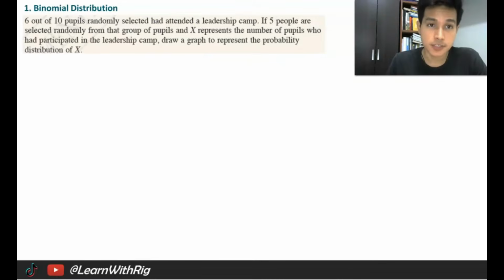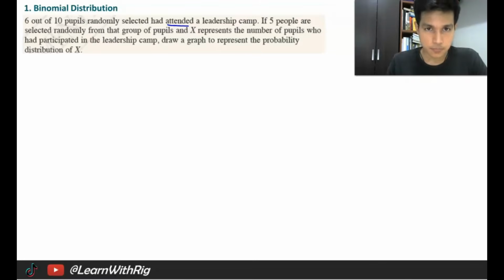Now let's look at the first example. 6 out of 10 pupils randomly selected had attended a leadership camp. If 5 people are selected randomly from that group of pupils and X represents the number of people who had participated in the leadership camp, draw a graph to represent the probability distribution of X. So X is the number of people who had participated in the leadership camp.